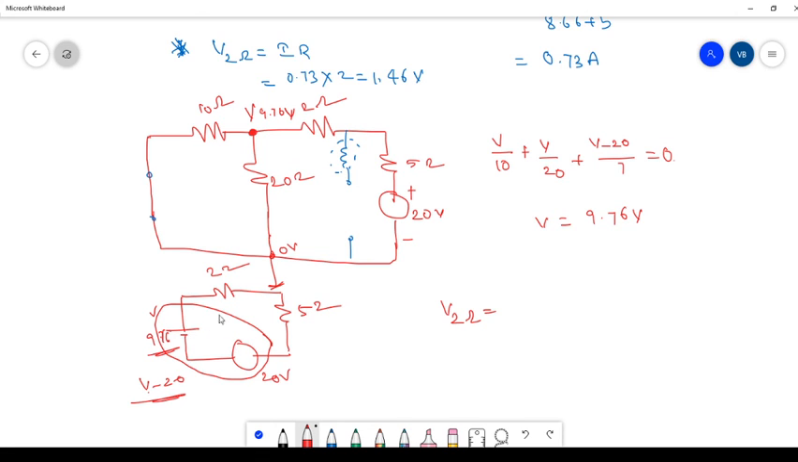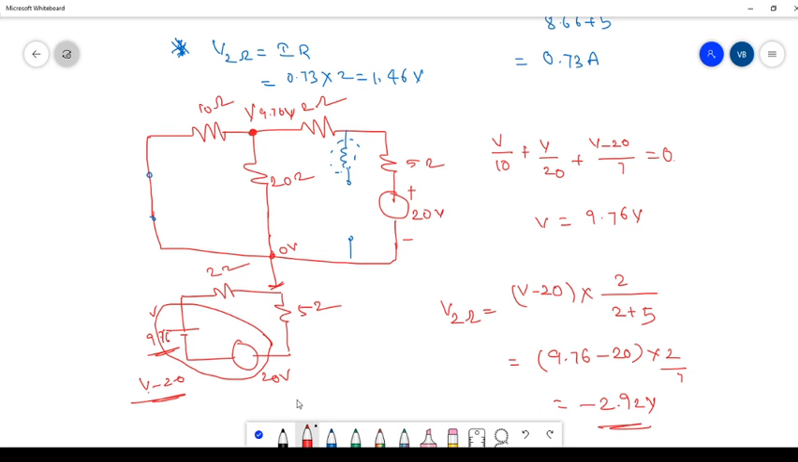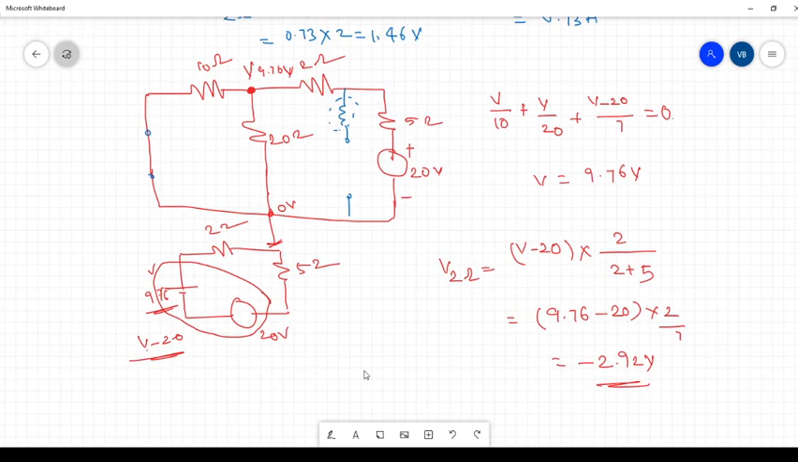Total voltage into whatever resistance you are going to calculate, that is 2 by total resistance, I am going to write here. (V minus 20) is the total voltage into whatever resistance you are going to calculate, that is 2 by total resistance, that is 2 plus 5. So V minus 20, what is that V value? That is (9.76 minus 20) into 2 by 7. So that value you are going to get is minus 2.92 volts. So what is the voltage across the 2 ohms resistor?